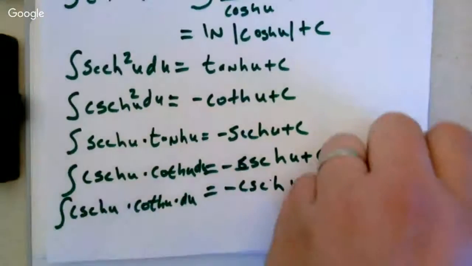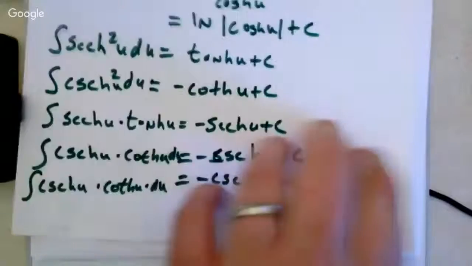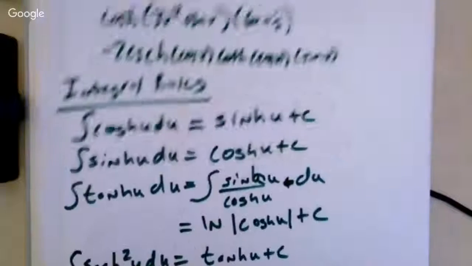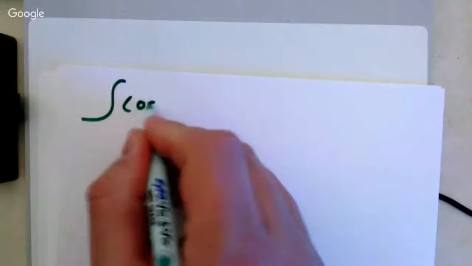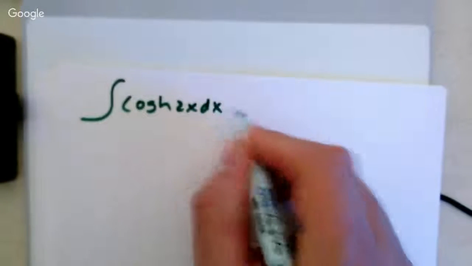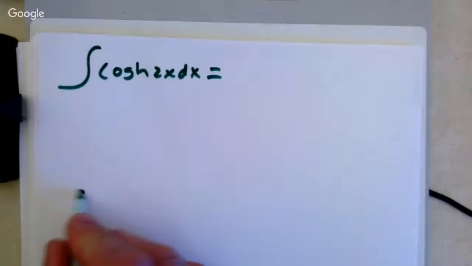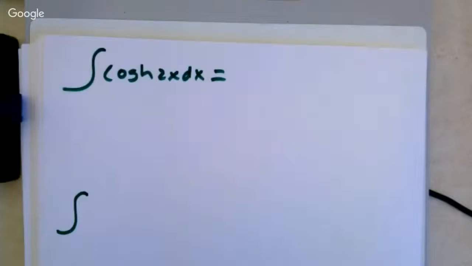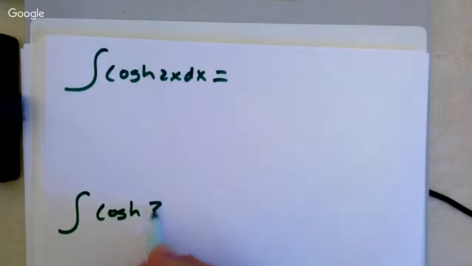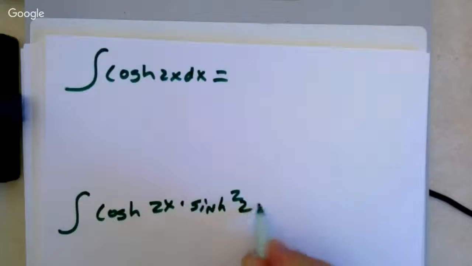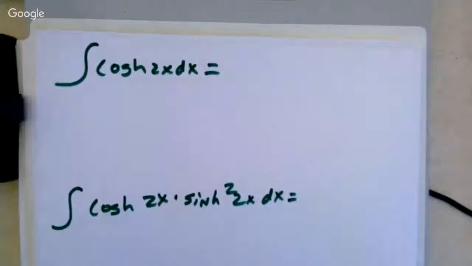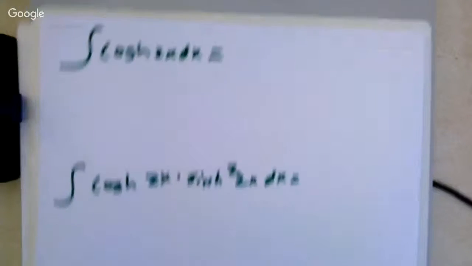Miller, easy one or hard one first? I'm bad at decisions. Let's do the hard one. All right. Easy. Okay, let's do the integral of cosecant hyperbolic of 2x dx. If that's too easy for you, let's do chain rule. The integral of cosine hyperbolic 2x times sine hyperbolic squared 2x dx. Ready, set, math.